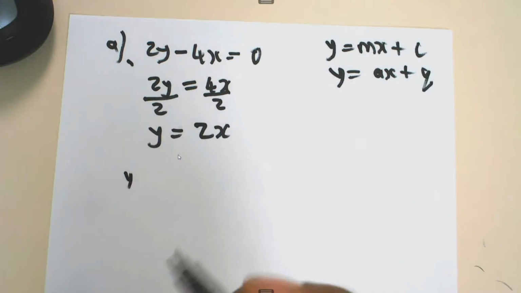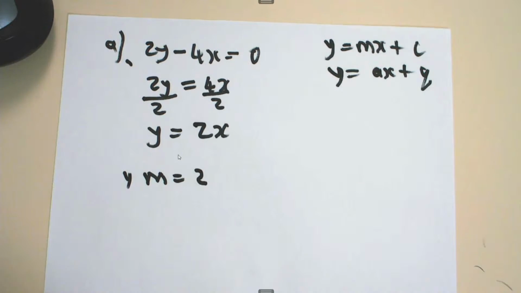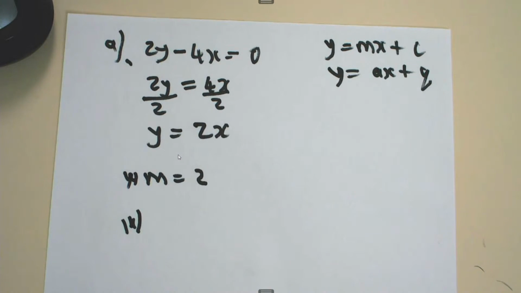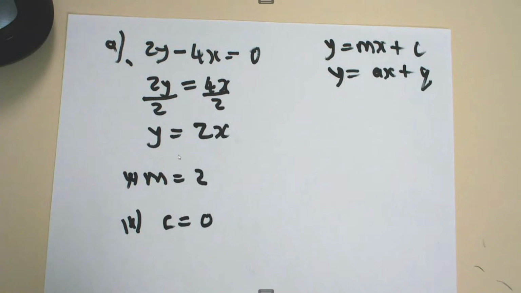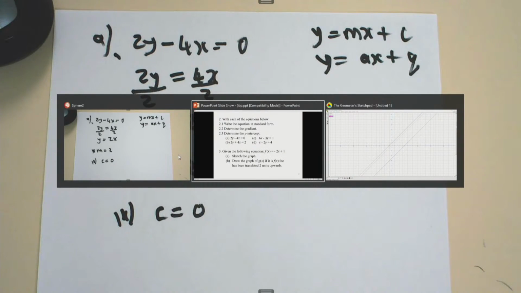The second one said, what is the gradient? m here is equals to 2. The gradient is equals to 2. That is the second question. The third question was to determine the value of c, the y-intercept. What is the value of c here? Grade 10, you can now see that the value of c here is equals to 0. Therefore, the y-intercept is 0. In that case, we can say the graph will pass through the origin. It is the same as the one that we did earlier on, y is equals to minus x or positive x, whereby now c is equals to 0.